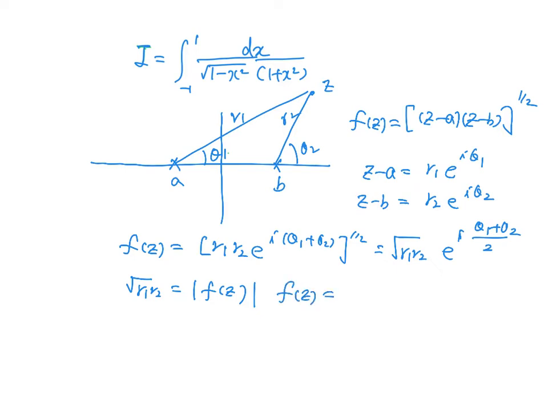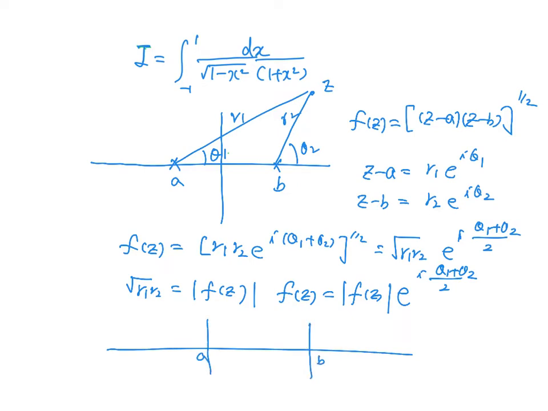Then this f(z) can be written as the absolute value of f(z) times exponential i (theta 1 plus theta 2) over 2. Let's see how this theta changes with the position. We can divide the region into pieces. This is A, this is B. We need a branch cut, because if you cross this, then f(z) is not single valued. If you cross this line from above to below, there is a 2 pi i gained by this theta 1. So this part you cannot cross. So let's label this region 1, region 2, and this is region 3, 4, 5, 6.